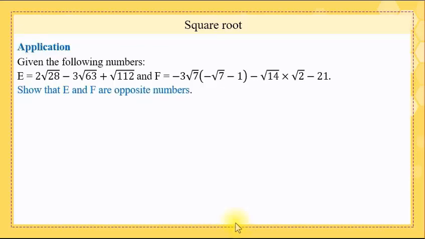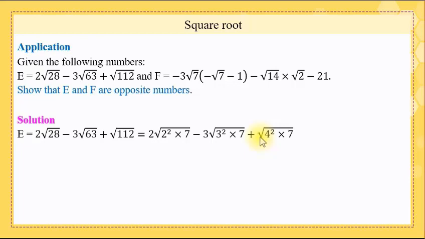Okay. Application, stop the video and try by yourself. And here the solution. We simplify and then we get minus radical 7.